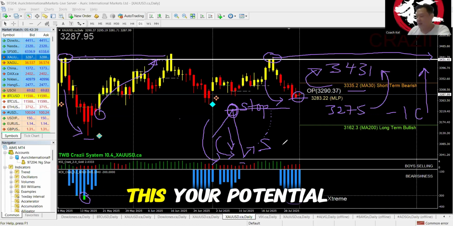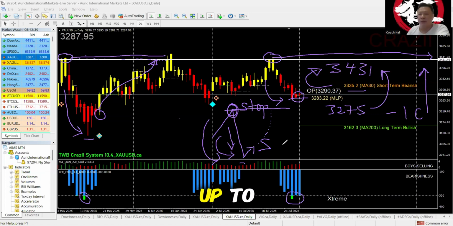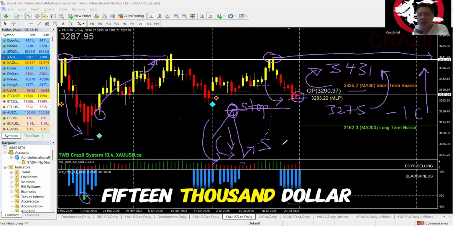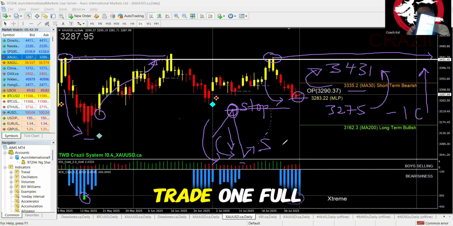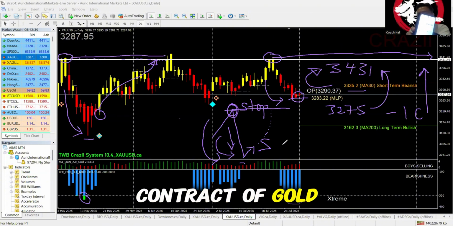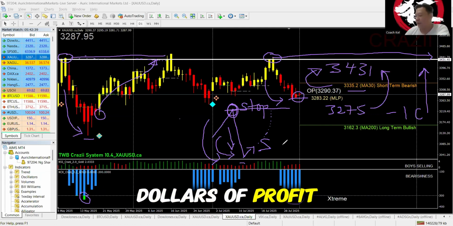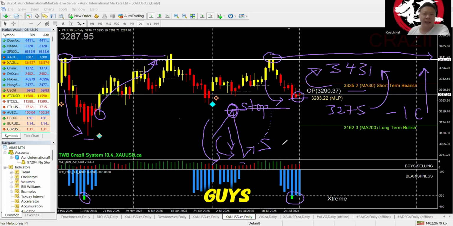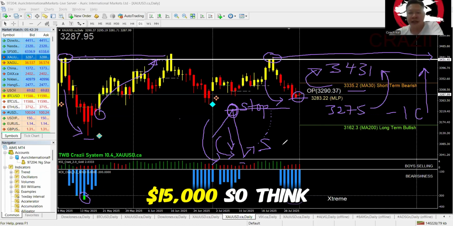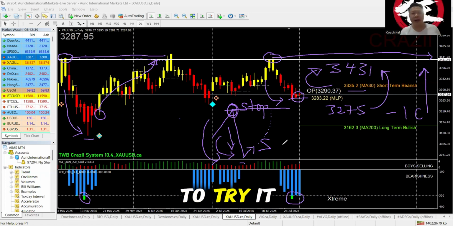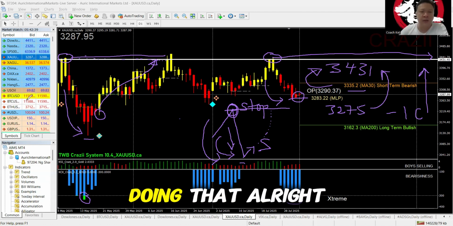The thing is this, your potential gain can be up to $15,000 if you actually trade one full contract of gold and hold it for $156 of profit. Well, that's a lot of money, guys. 15,000 US dollars. So think about this. If you think that you want to try it out, you can consider doing that.